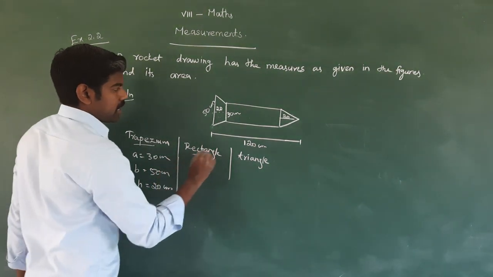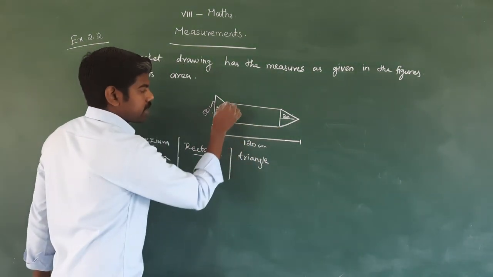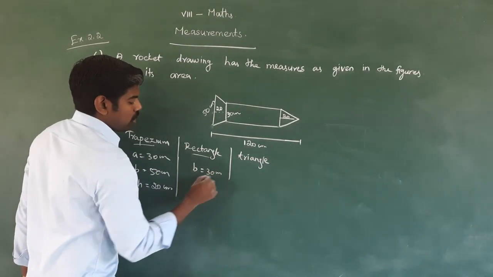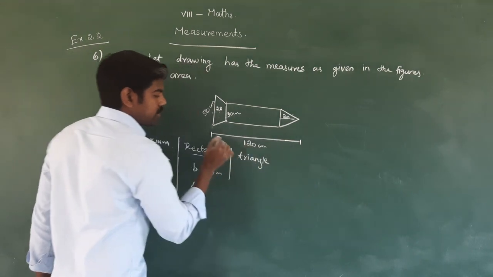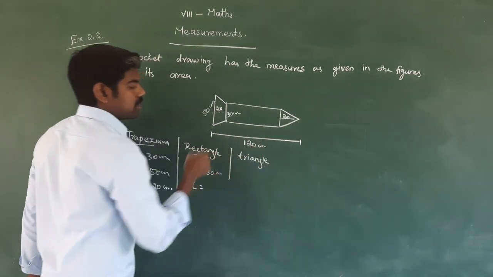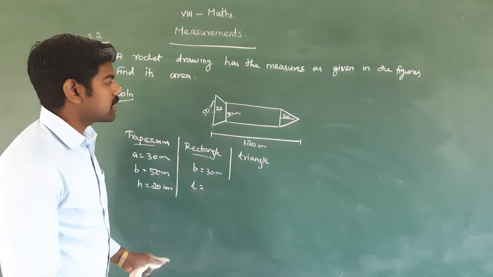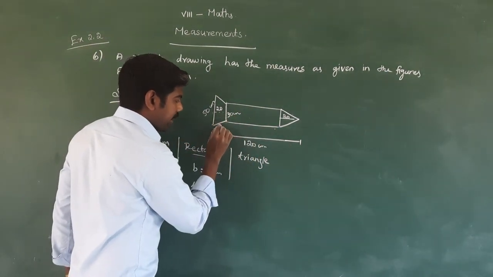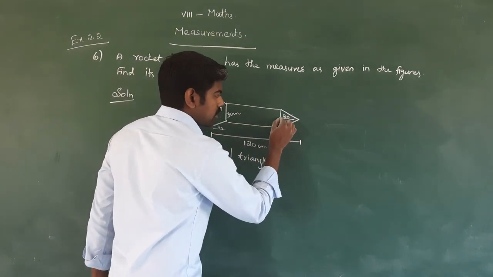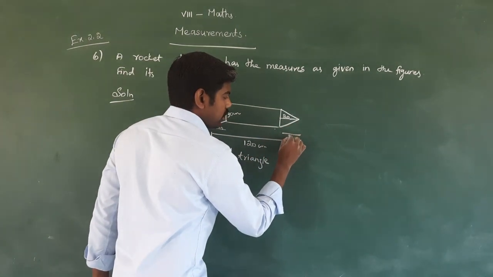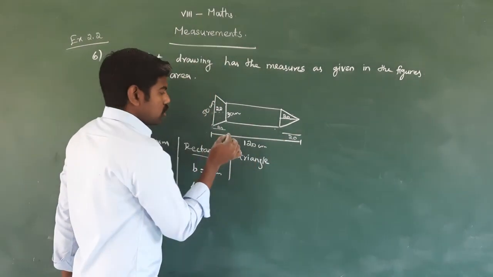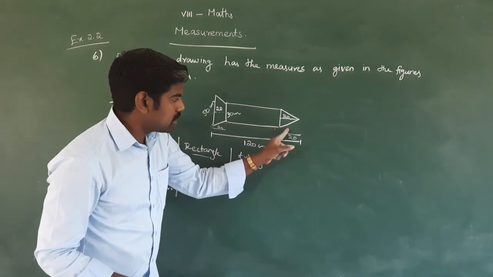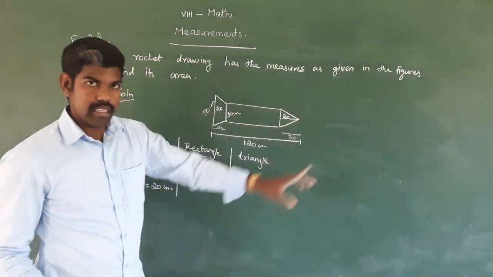Okay. Next, rectangle. This is the length. This is the breadth. Breadth is given as 30 centimeter. What is L? The total length is given, this to this, 120 centimeter. So what is the length of the rectangle? Here, the length of the trapezium part is 20. Here, this length is 20. So what is the remaining? 120 minus 20 minus 20.